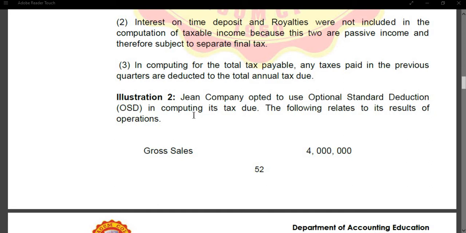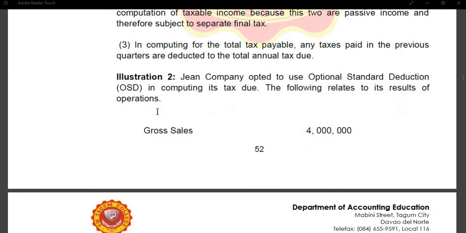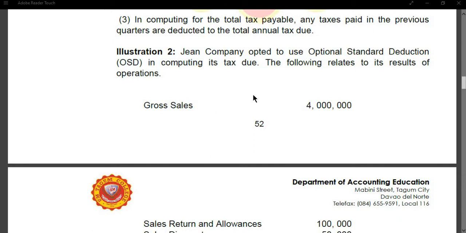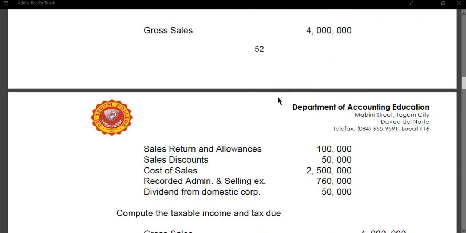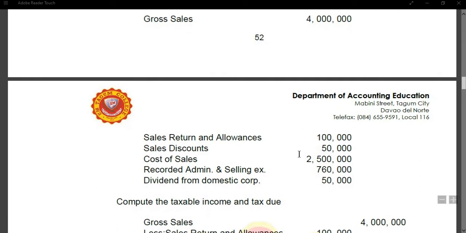Now let's proceed to illustration number 2. Gene Company opted to use optional standard deduction in computing its tax due. The following relates to its results of operation. Gene has a gross sale of 4 million, sales returns and allowances of 100,000 pesos, a sales discount of 50,000, cost of sales of 2,500,000 pesos, recorded admin and selling expenses of 750,000, and dividend from domestic corporation of 50,000 pesos.